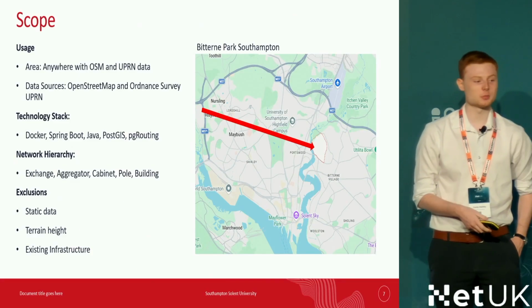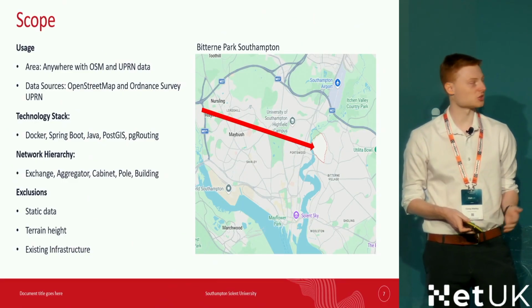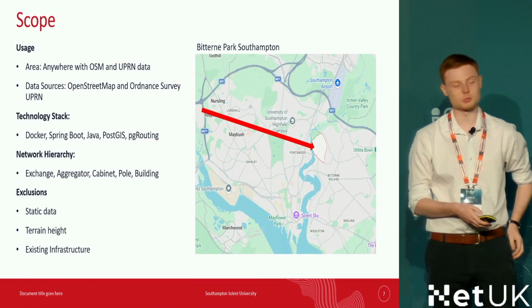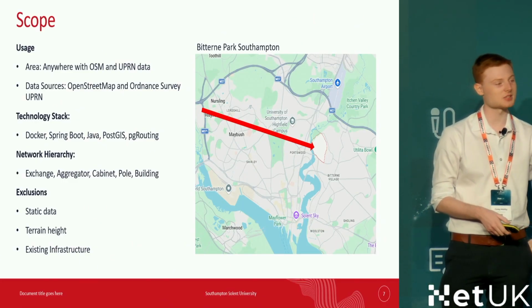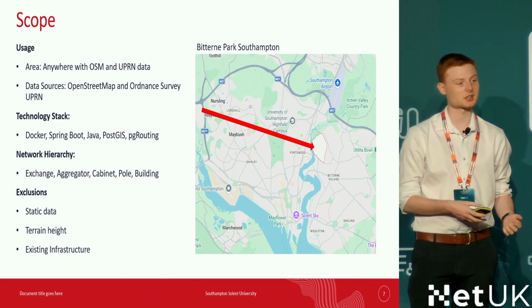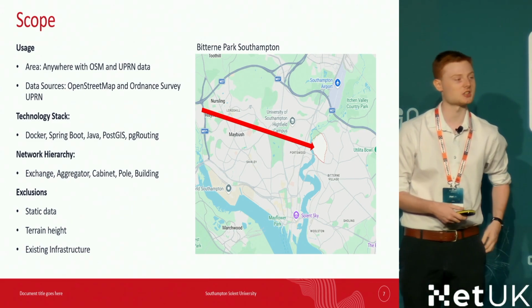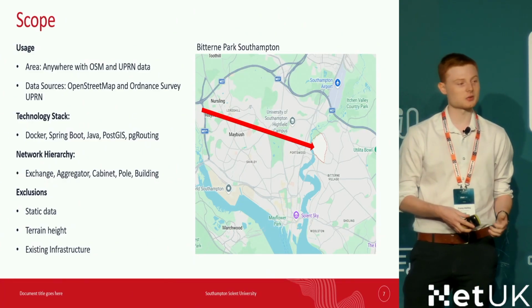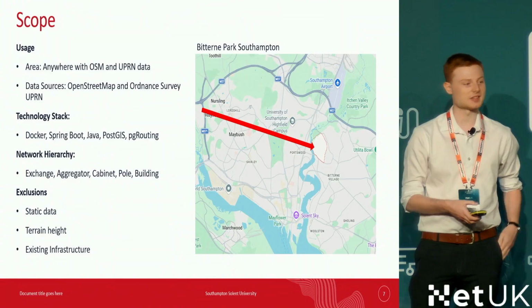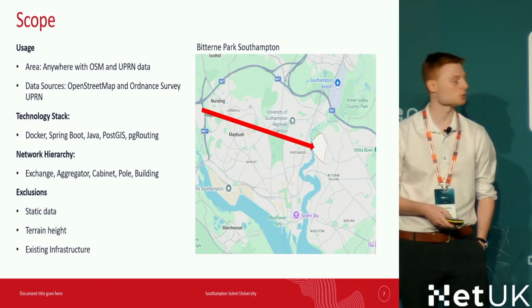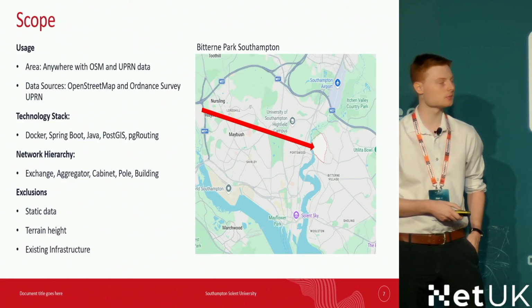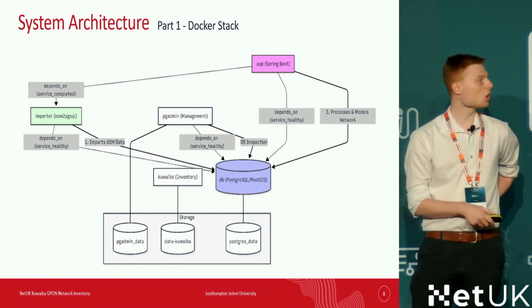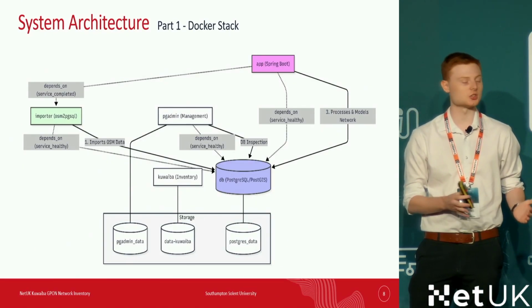So basically, the project itself is designed to work anywhere in the UK with OpenStreetmap data and UPRNs. To actually develop the project, we looked at this small area in Southampton called Bitton Park. And then when we came to testing that, we scaled up to larger areas like Winchester, the Isle of Wight, and then eventually the whole county of Hampshire. We did have to exclude a few things. For example, we assumed that there was no infrastructure before which we could use, and we also assumed the network was completely flat.